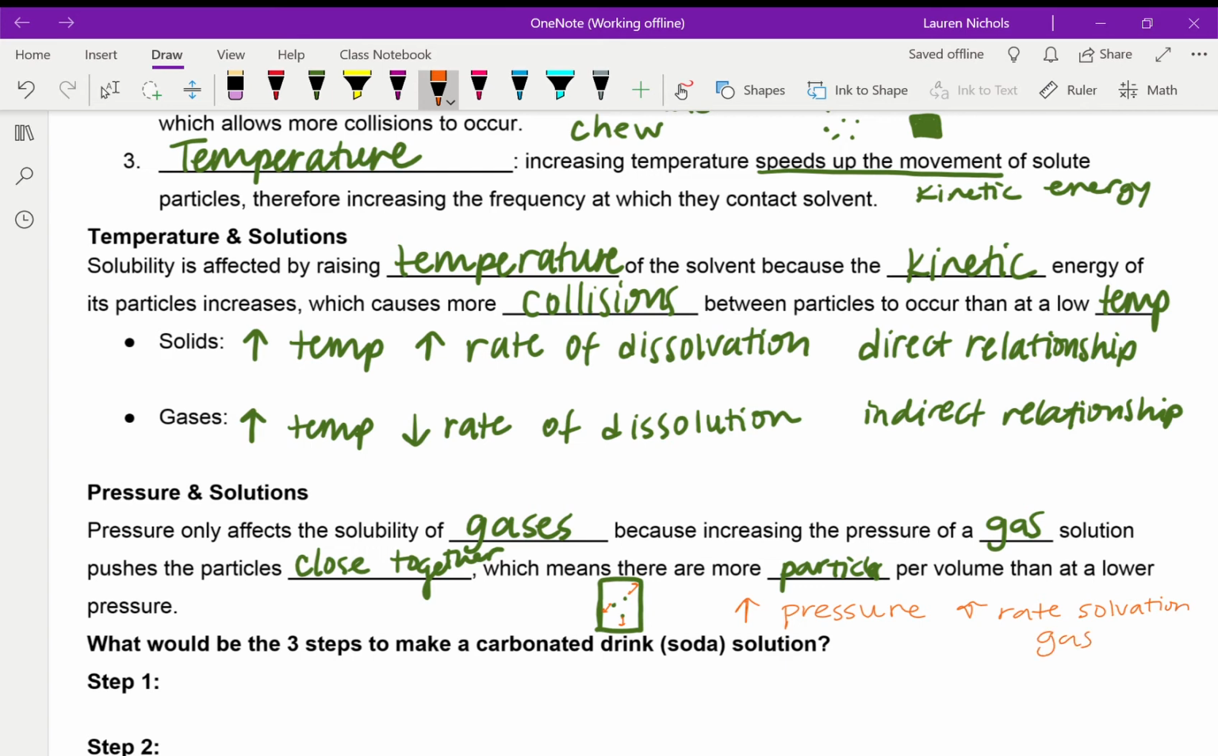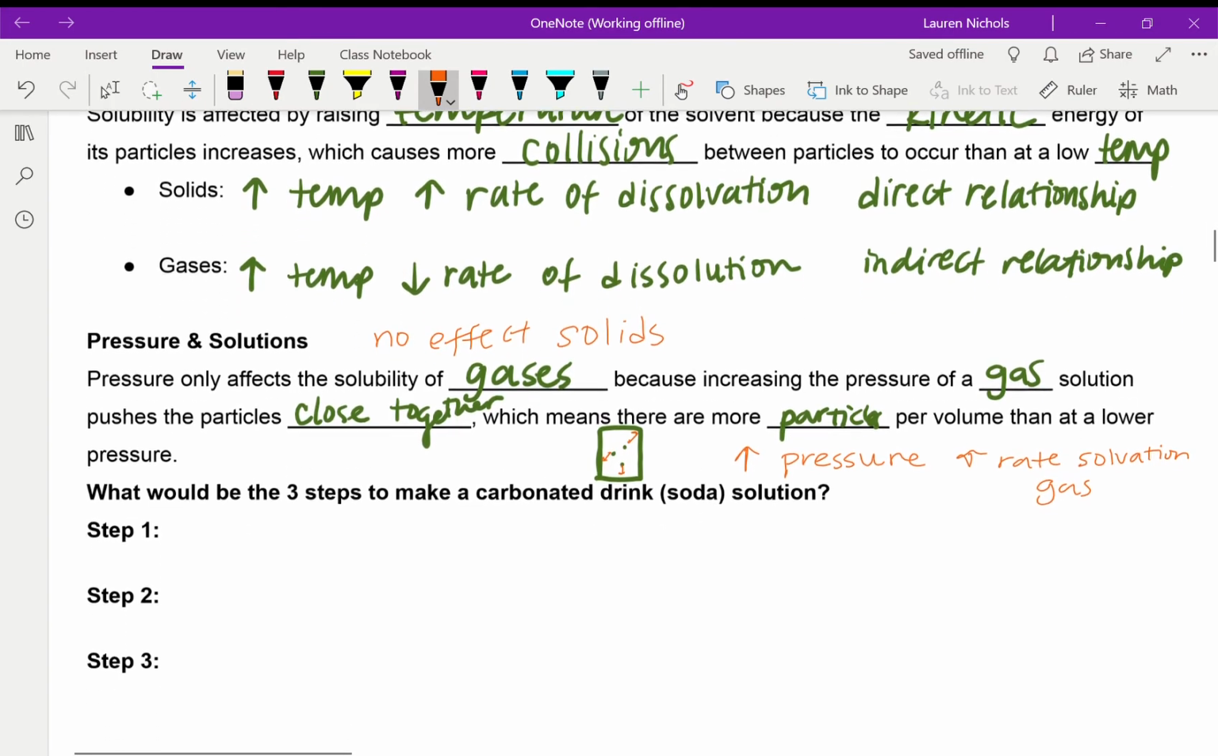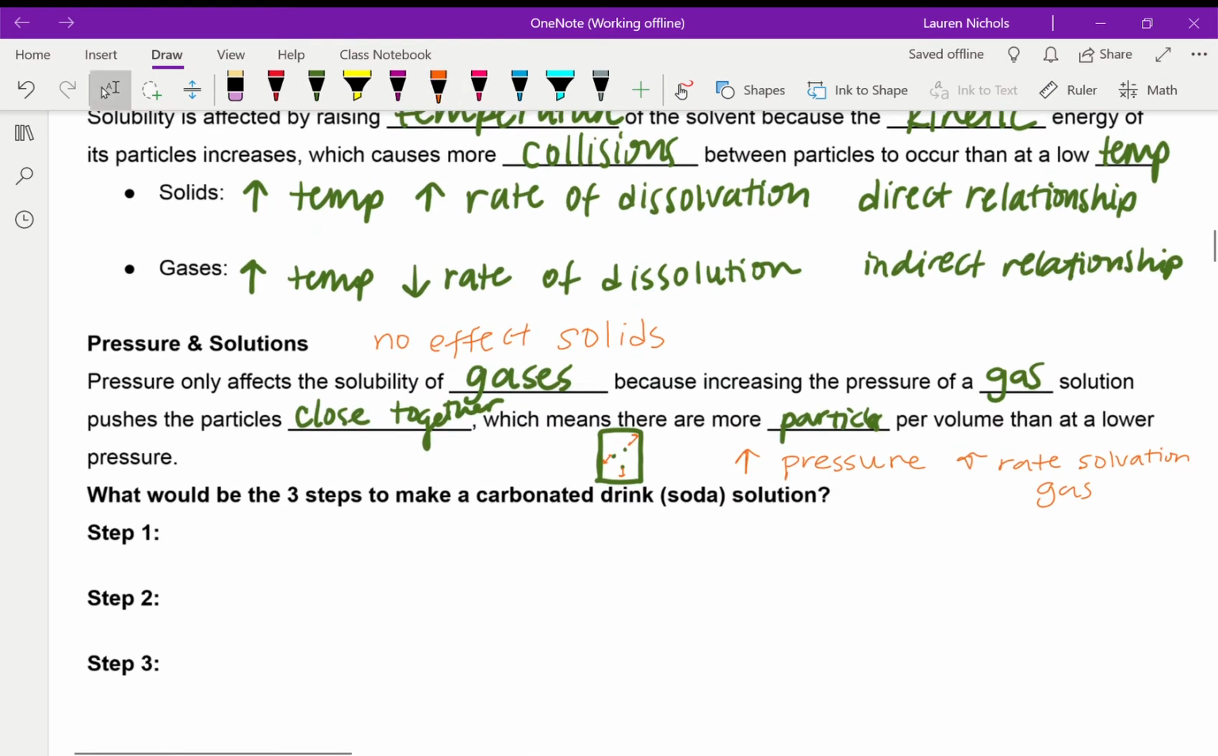But if you try to increase pressure, it's going to have no effect on solids at all. Increasing the force on sugar doesn't actually help it stay dissolved. No matter how much I push on it with my spoon or something like that, it's not going to change how much it dissolves.